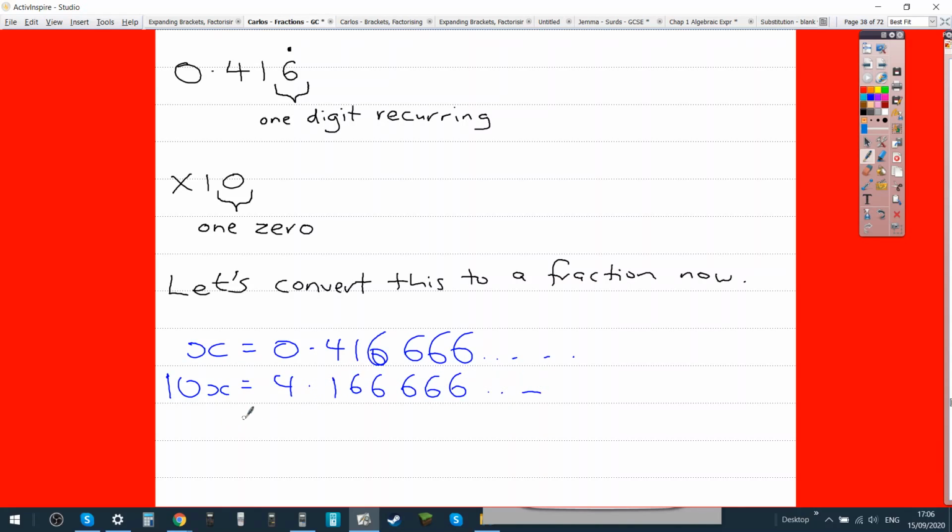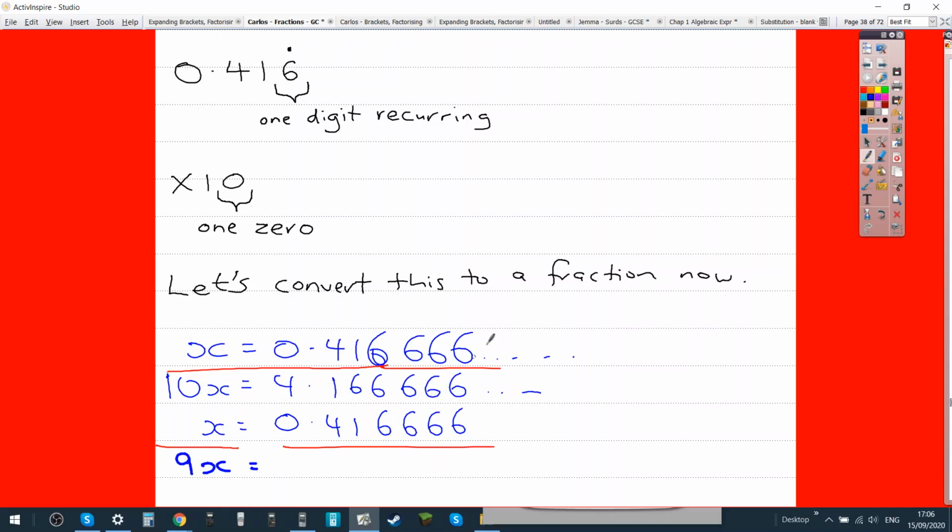And if I was to rewrite the x underneath it, so it's just the exact same thing that was on the top. What is 10x take away 1x? 9x. That's 9x. And what about these decimals? You'll notice 6 take away 6, 6 take away 6, so they'll all cancel.